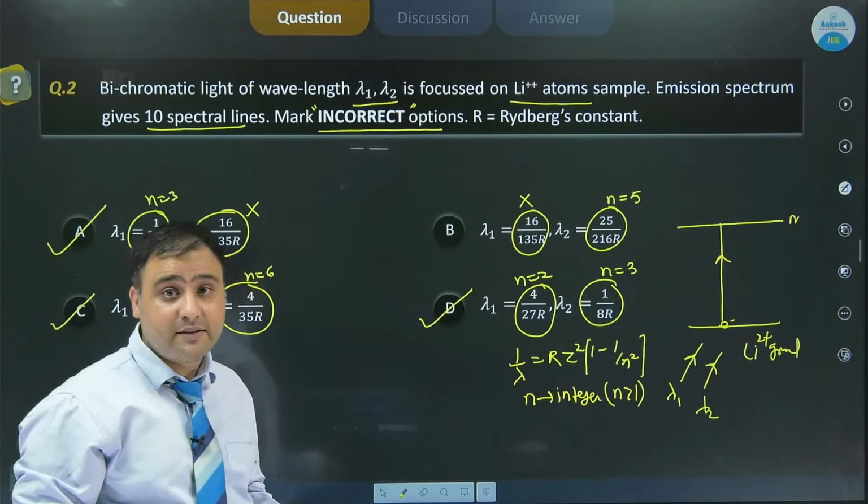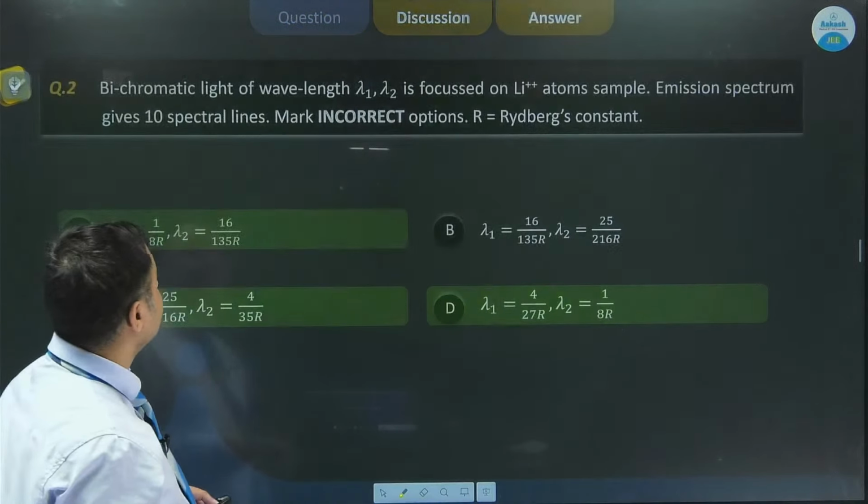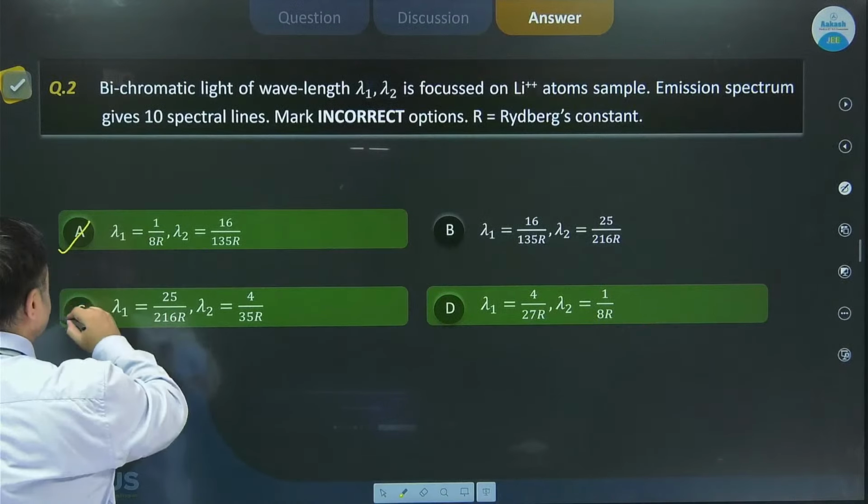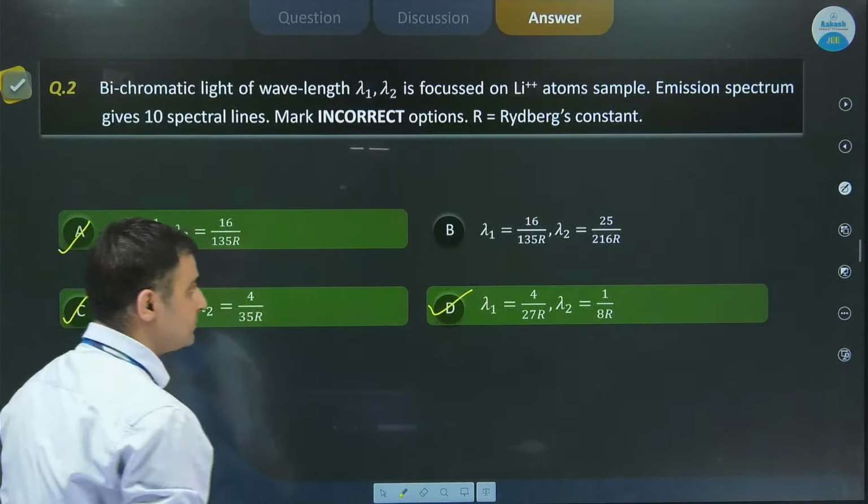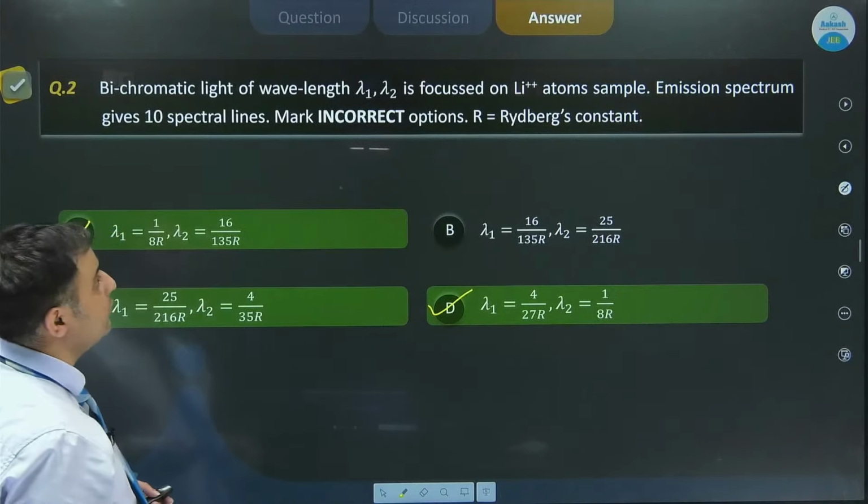So let's see the answer. A, C and D are incorrect. Now let's move on to the next question.